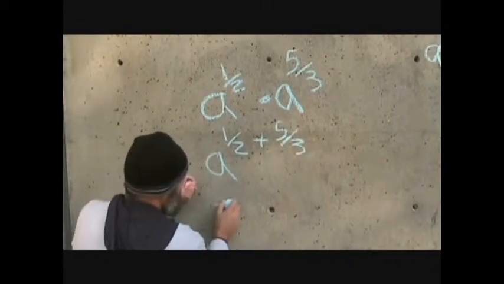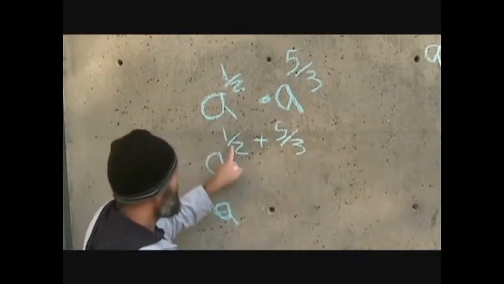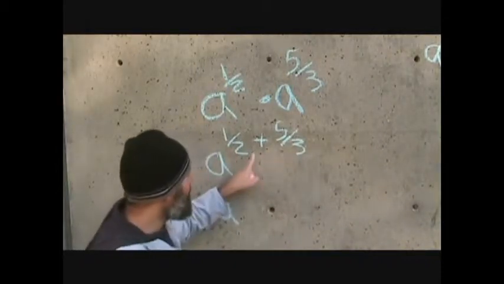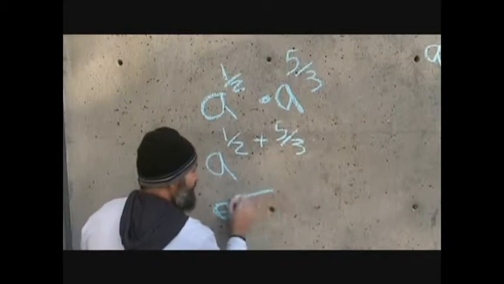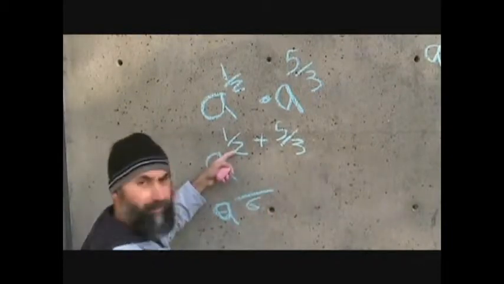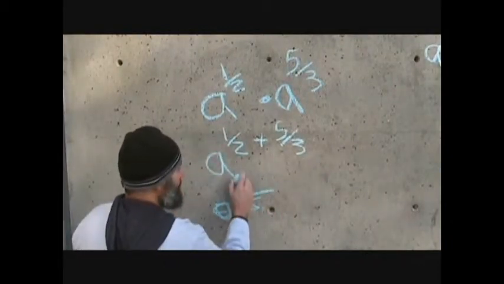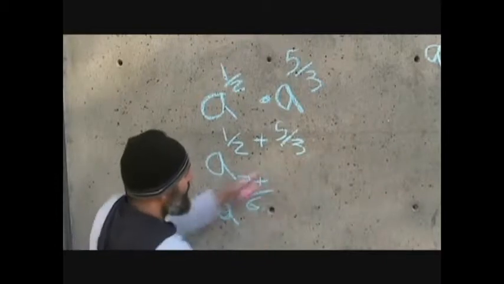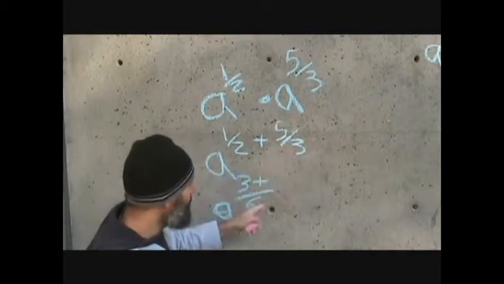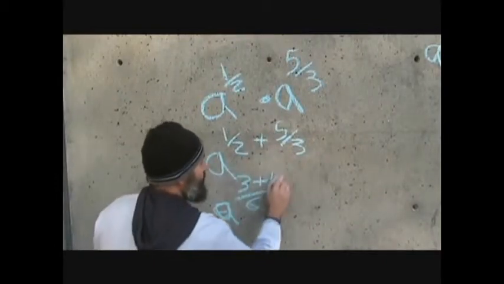And the way you add these is, you've got to find a common denominator. The common denominator of 2 and 3 is 6. You multiply this by 3, so it becomes 3 plus, and you multiply that by 2. 3 by 2 gives you 6, 2, so it becomes 10.